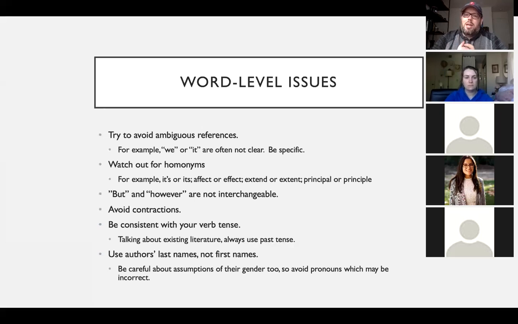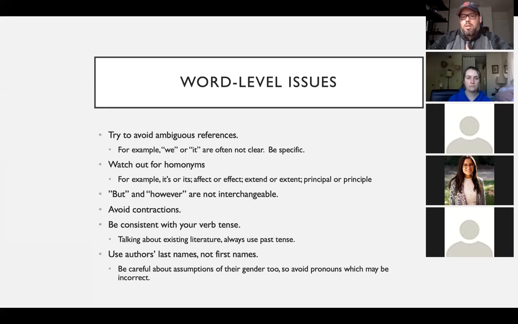And then again, I sort of make the note, we also want to be careful about the assumptions of their gender too. So avoiding pronouns which may be incorrect for the authors is another important piece that I would just recommend. And so you can go online and do a search and try to identify who the authors are and use their proper gender pronouns. But we don't want to just make an assumption. And again, that's something I've sometimes seen in different student work.